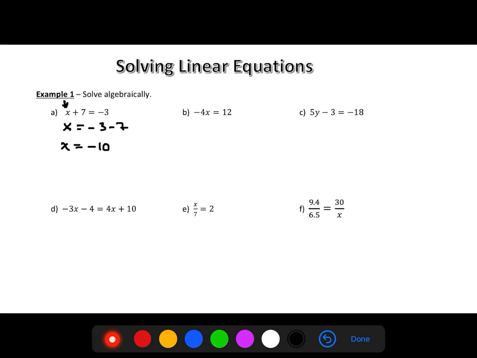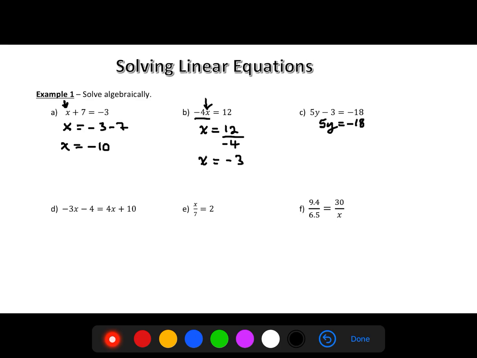And we can always check that in our original expression. -10 plus 7 does give us -3. We know that that's true. Now, for part B, we know that we're going to divide on the other side. We're multiplying x with -4. Moving -4 to the other side means we're going to divide. So x is equal to -3. Again, checking our solution, -4 times -3 does give us 12.